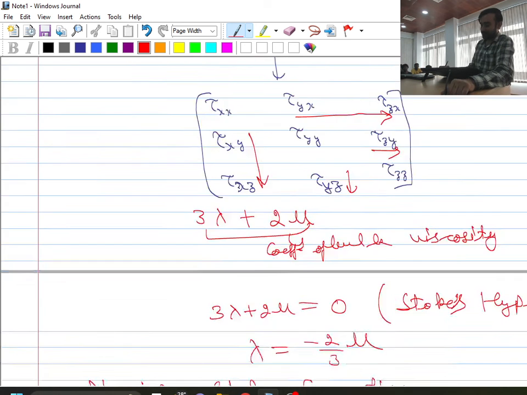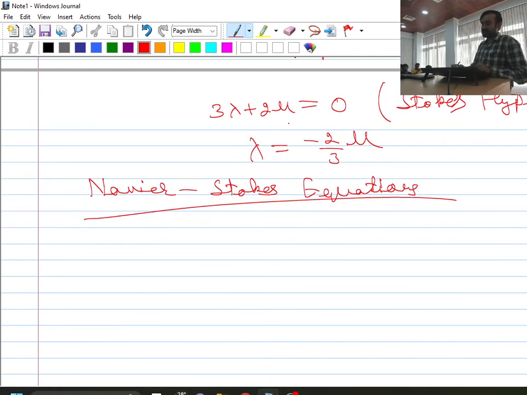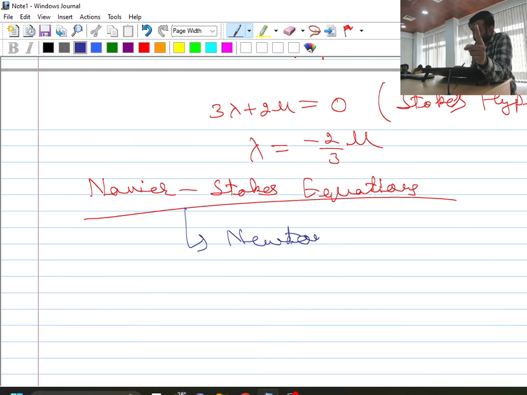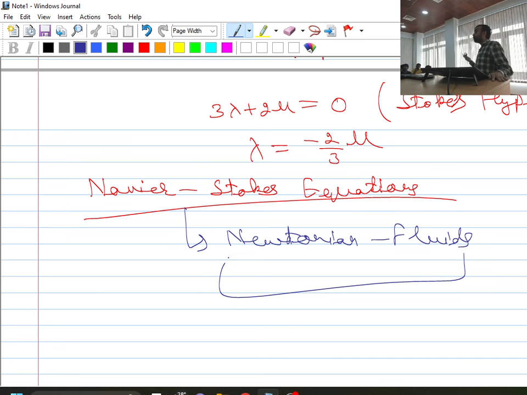Now, if I substitute these formulations of the stresses as well as this hypothesis into the Navier's equation, whatever I ultimately get will be nothing but my Navier-Stokes equation. The famous Navier-Stokes equations. The one very important point which you have to take care of is that these are applicable only for Newtonian fluids, because this lambda and mu, the linear relationship we are using, is applicable only for the Newtonian fluids. If I go for non-Newtonian fluids, then this relationship becomes more complex. Then you have to add few more parameters. Okay, so that is why these equations are applicable only for the Newtonian fluids.